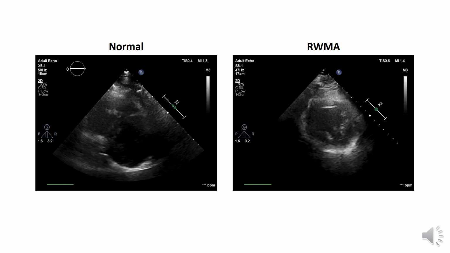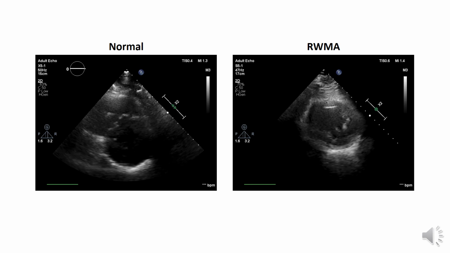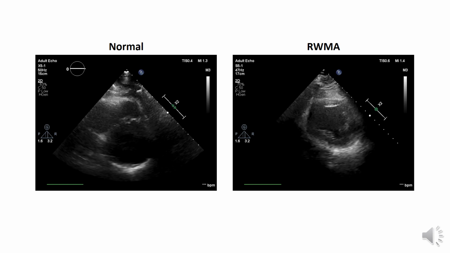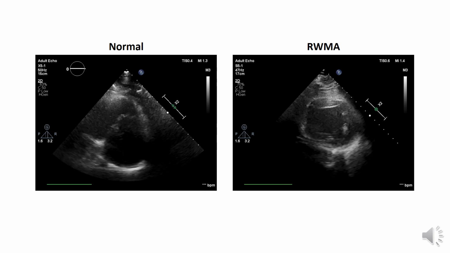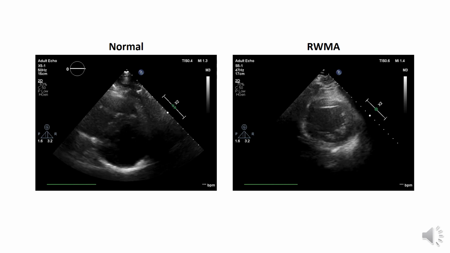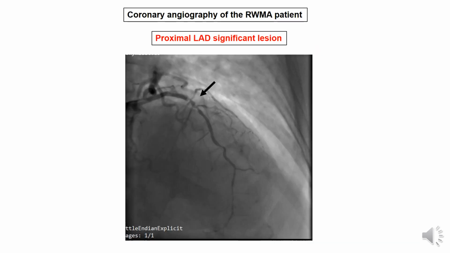The same patient, short axis view: all segments contracting well, but here we can appreciate that also the septum and the anterior wall are almost akinetic. And here is the coronary angiography of this patient. He has a proximal LAD significant lesion.